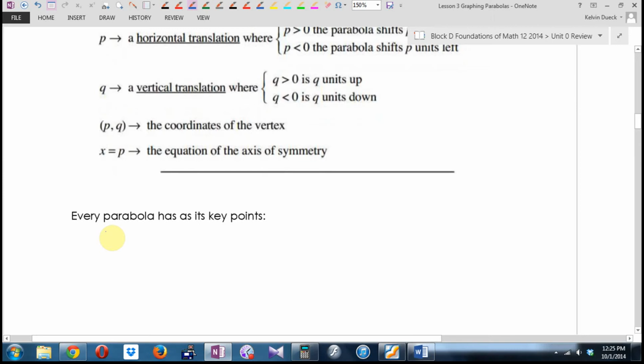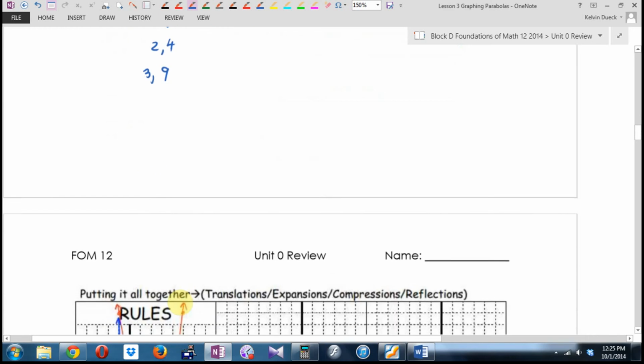We're going to practice that, and it'll come back to you. And one more thing, every parabola has as its key points, what's the mantra? 1, 1, 2, 4, 3, 9. And I'll show you how we can apply that and really cut down on our thinking to graph these. Next page.